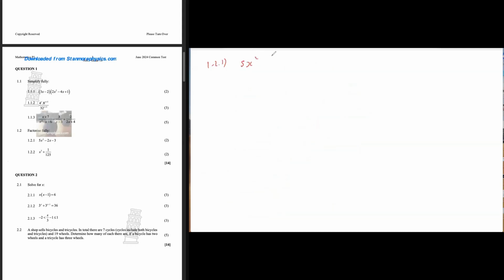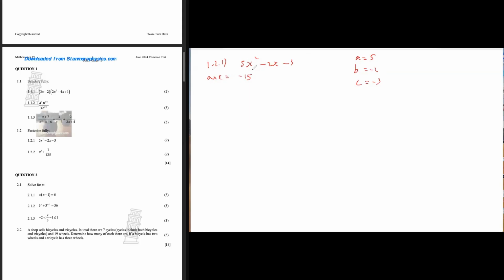And guys, you really shouldn't be losing any marks in factorizing trinomials. You should be banking on these sort of questions for all your marks. So yeah, we're using the AC method. Here we find very clearly that A is equal to 5, B is equal to negative 2, and C is equal to negative 3. So our A times C here would be negative 15. Okay, 5 times negative 3.